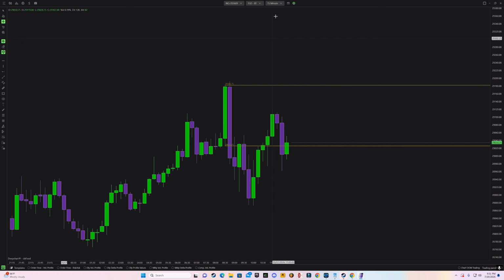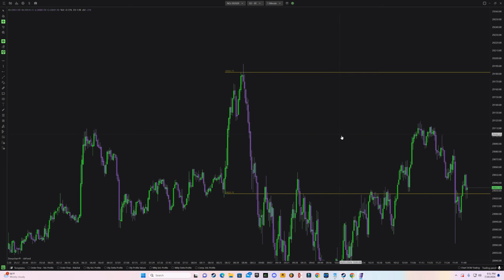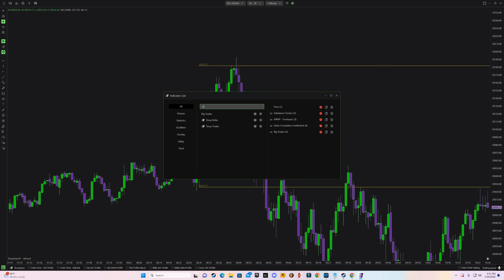So I have marked out the high and the low. Now let's drop down to the 1 minute time frame here. Right off the go, I'm not able to see big trades. So again, go to the indicators, big trades, and you should get this indicator.